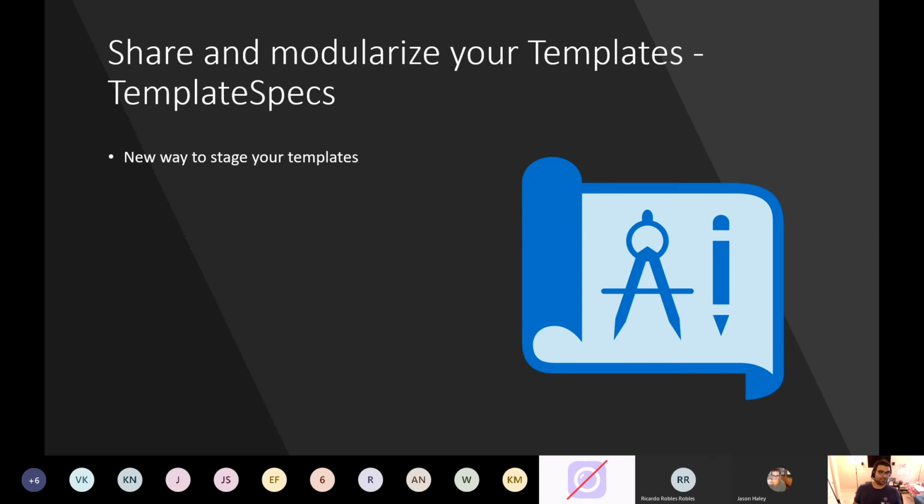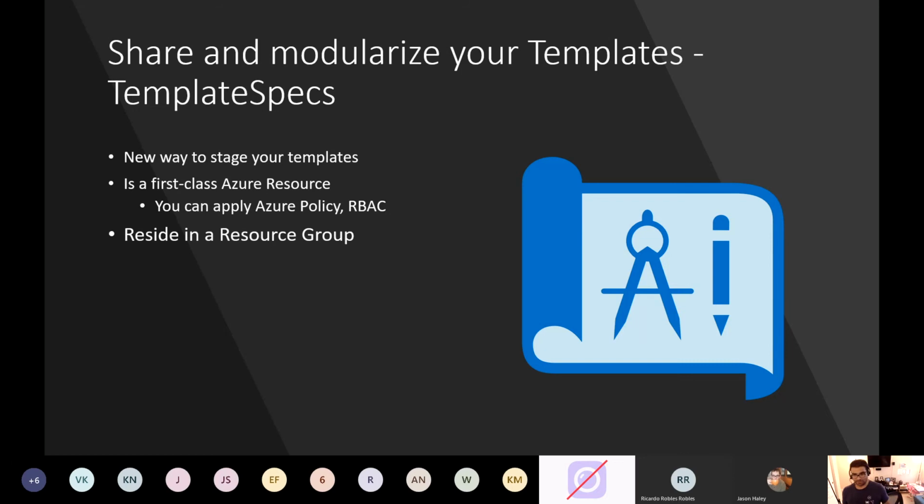So it's a new way to stage your templates. The nice thing is it's a first-class Azure resource, which means you can apply Azure policy, you can apply RBAC, right? So it's another resource. You can just do whatever you want to manage access to your resources. And they are going to reside in a resource group, because they are what we call tracked resources. So Azure is aware of that resource.